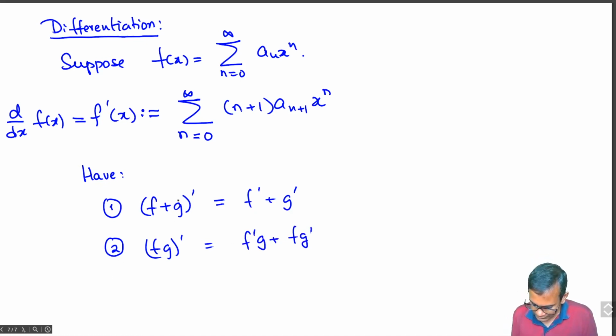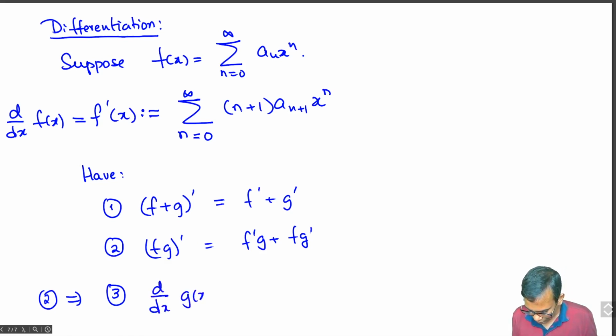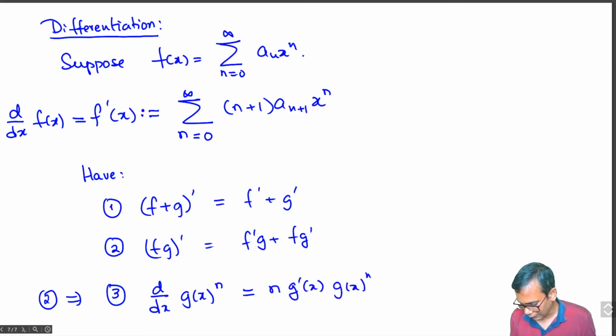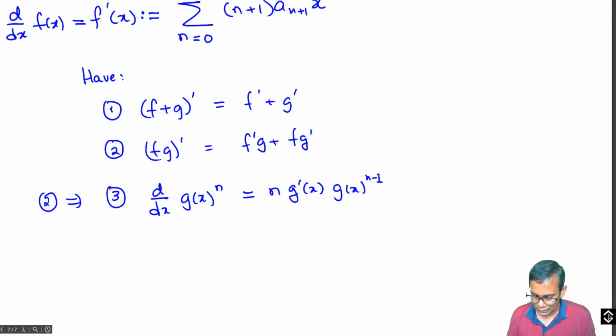These are easy to check at the level of coefficients. I would encourage you to check these by hand. This second rule implies, by applying it repeatedly, that if I take d/dx of g(x) to the power n, then this is n times g'(x) times g(x) to the power n minus 1. This is a special case of the chain rule for derivatives. It just comes by using this product rule inductively.